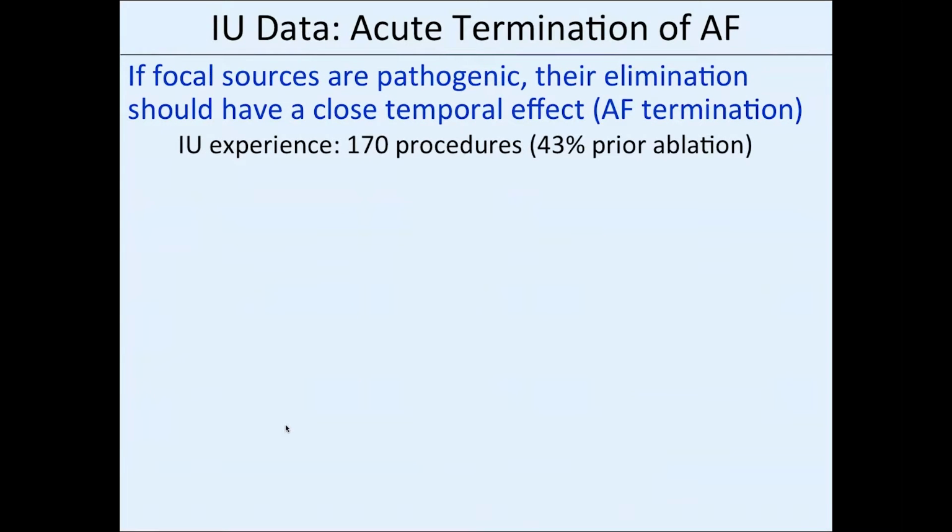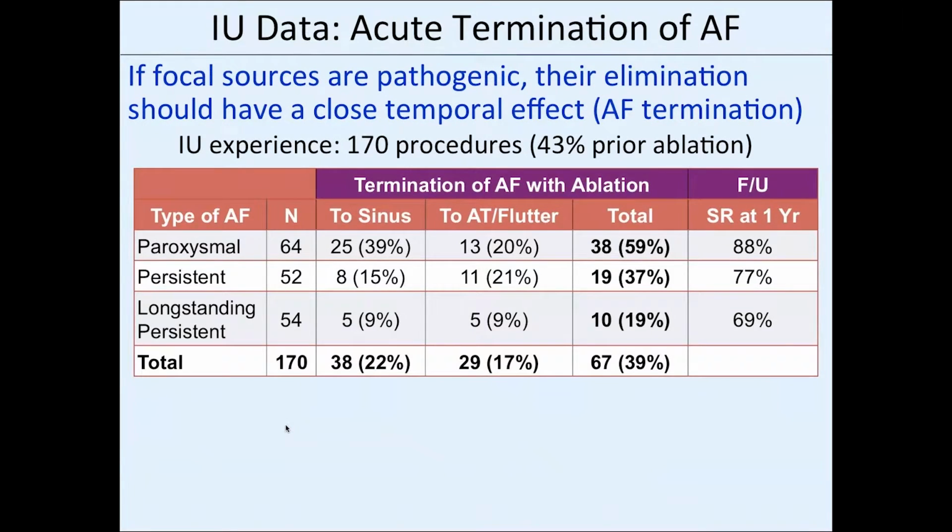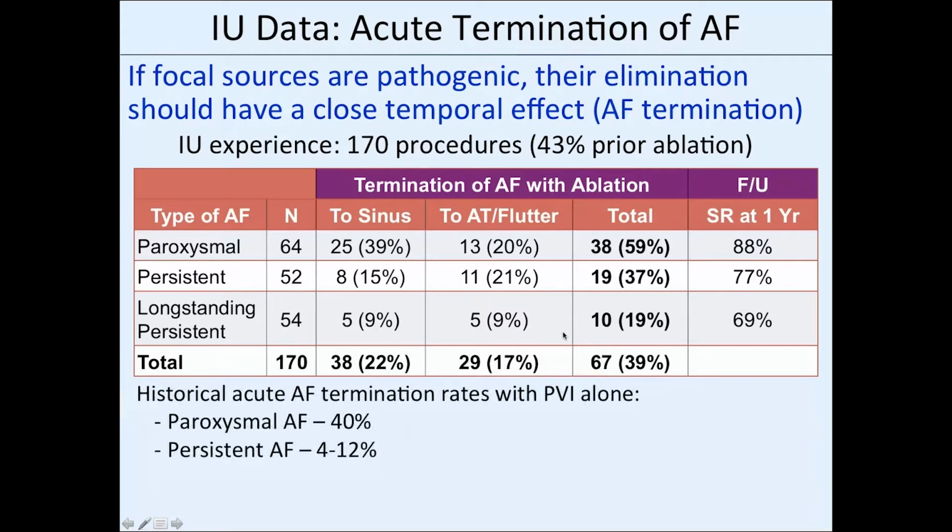In our series here, the termination rate in 170 cases, I have them broken down by paroxysmal, persistent, or long-standing persistent. We've got almost a 60% termination rate in the paroxysmals. I don't attach too much significance to this, because by its very nature, paroxysmal atrial fibrillation is prone to spontaneous termination. But when you have persistent or especially long-standing persistent atrial fibrillation, termination when guided by FIRM mapping, that means something. This is against the historical average of about 40% termination of paroxysmal atrial fibrillation during ablation, and only about 10 or 12% of persistent termination.